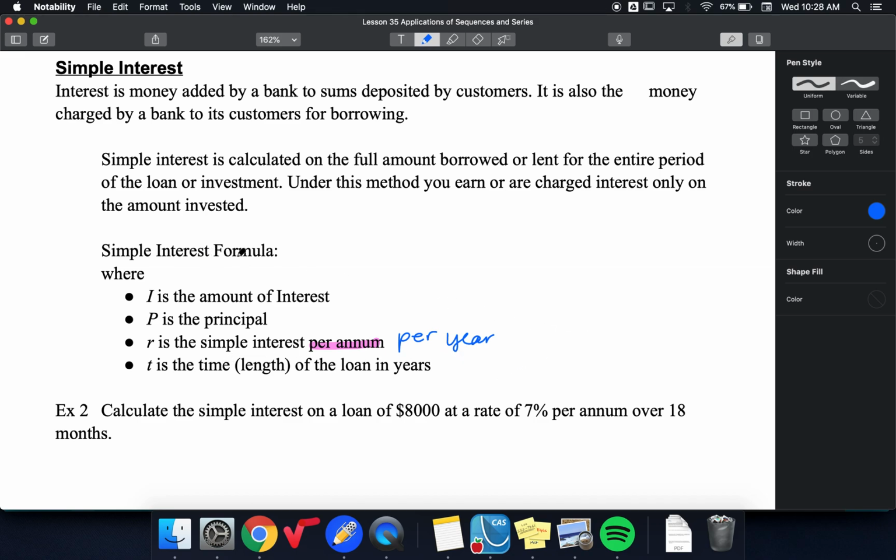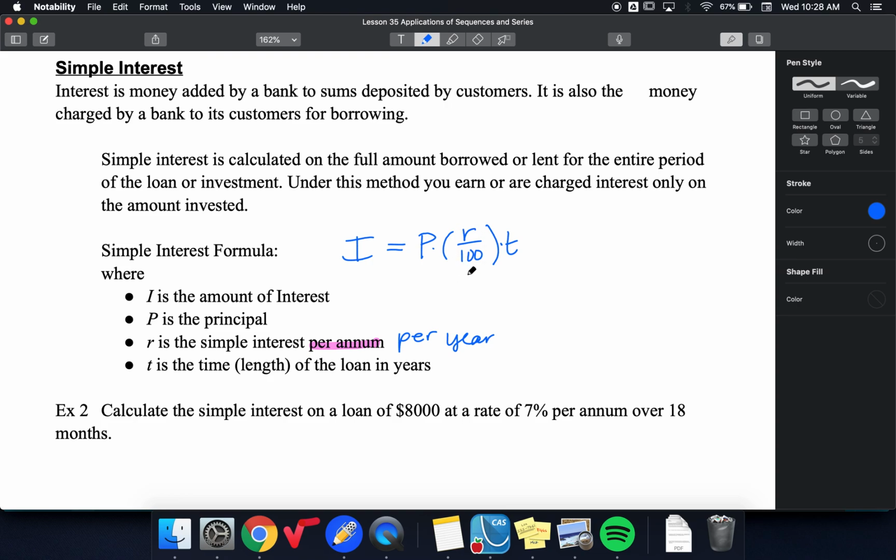So my simple interest formula then is going to be interest is equal to the principal times the interest rate. So I'm going to write my interest rate as, given that my interest rate is typically a percent, R over 100 to convert it into a decimal. So this is the amount of interest that I pay, and I pay that every year. So I multiply it by the number of years that I'm paying the interest.